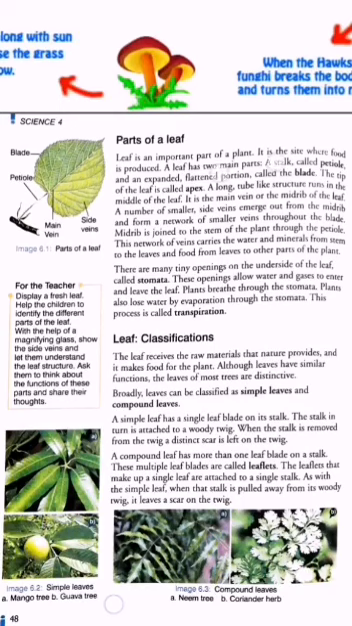Then a leaf has two main parts. Let us see. A stalk called petiole. It's the stalk which makes it join to the plant, and an expanded flattened portion called the blade. This is the blade part. This is the petiole, okay, and the tip of the leaf is known as apex. Apex is this one. It is the tip of the leaf.